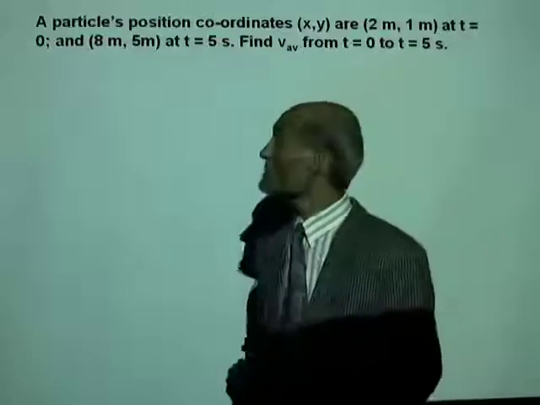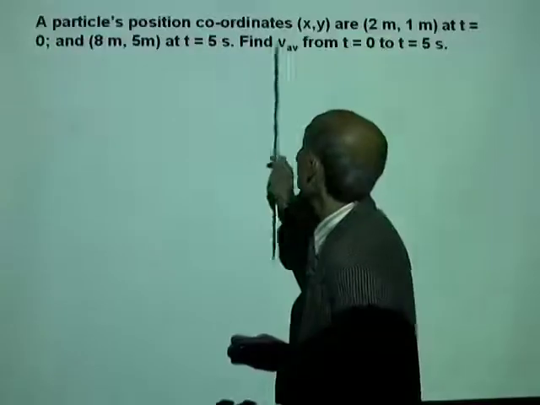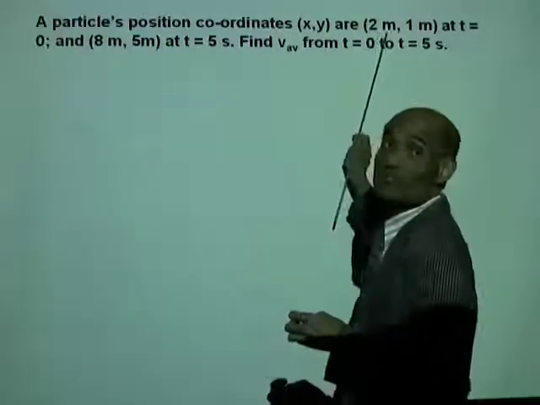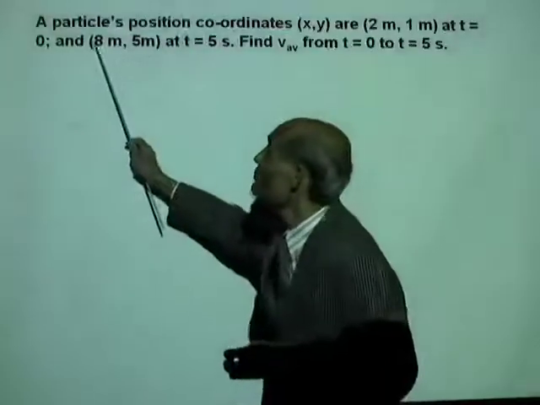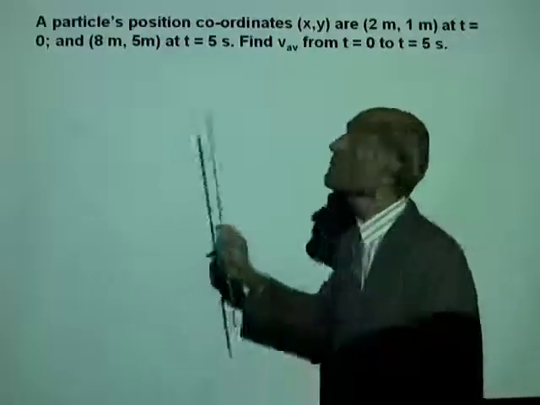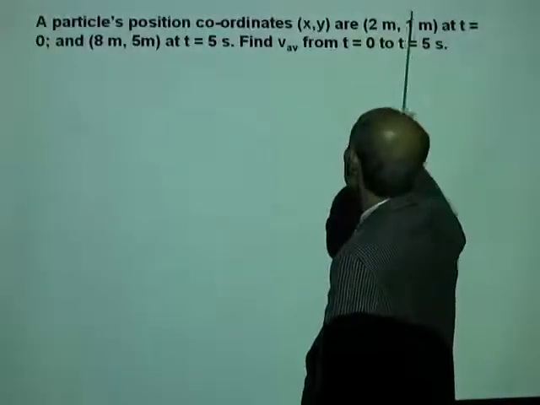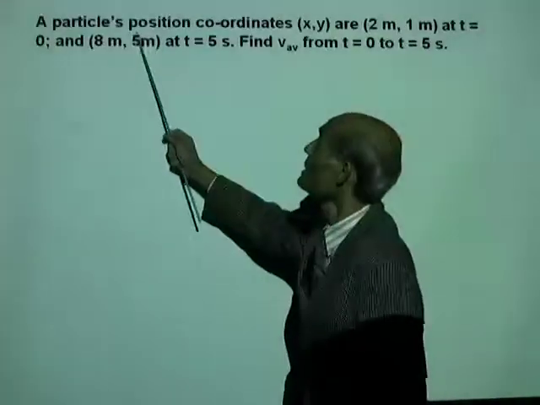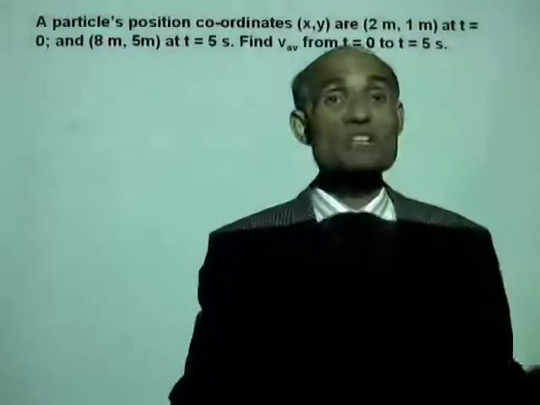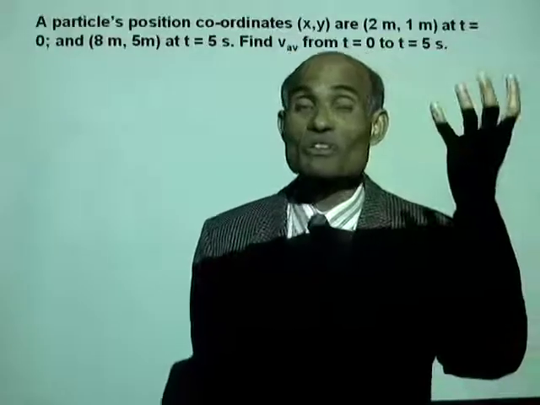Now, what is significant here that you notice? The x position of the object has changed. You see, originally the object is at x equal to 2. It changed to x equal to 8. So its x position has changed. Also, its y position has changed. Initial y position is 1 meter. The final y position is 5 meter. That means there is a change in the x position, and there is a change in the y position.